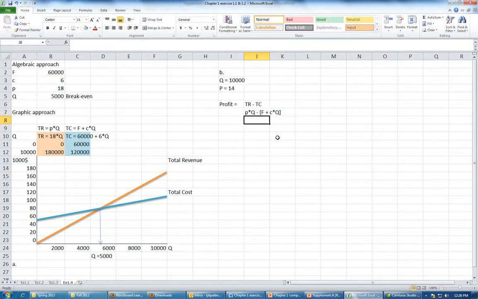Okay, so in this example, the total profit will be equal to total revenue, which is 14 times 10,000, minus, in parentheses, fixed cost, which is 60,000, plus C, $6 times Q, which is 10,000.